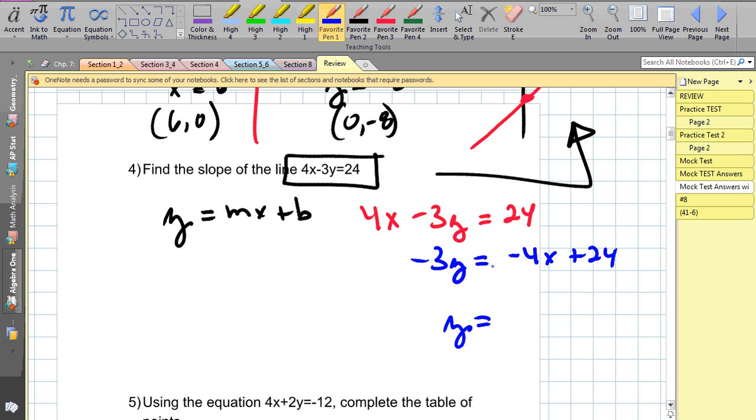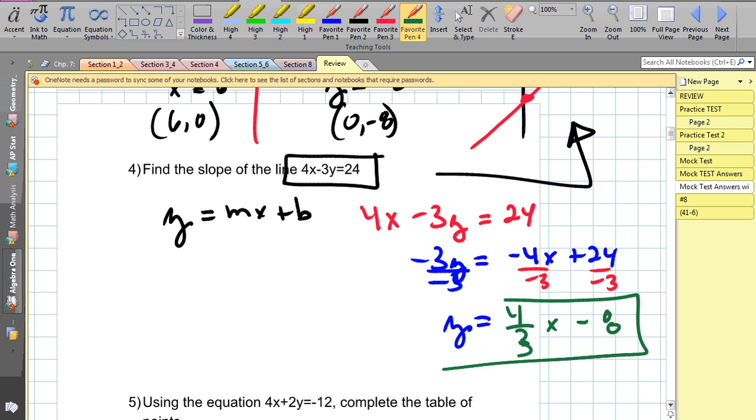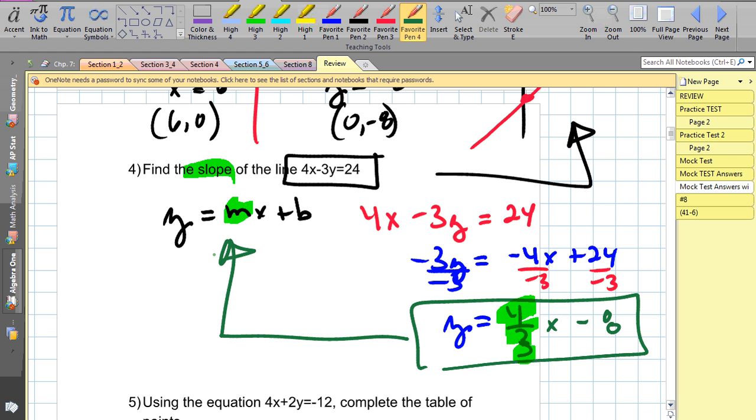I divide both sides by negative 3, and let's see, what do I get? I get positive 4/3 x minus 8. And again, the question is asking me what's the slope? Well, since the m value is the slope, and I just put it in that format, the answer to this problem is 4/3. That's the slope of that line.